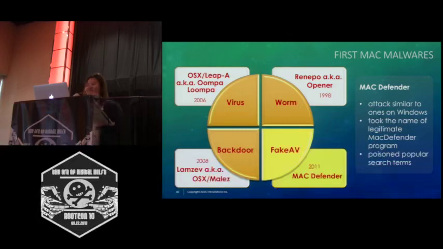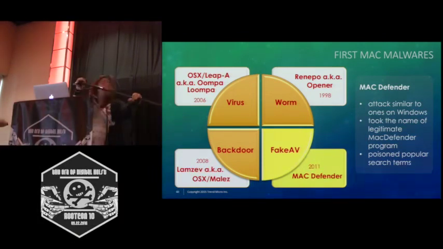Okay, so for the first fake AV, I'm sorry, we also need to discuss the first backdoor. The first backdoor is the Lancet, also known as OSX Malice. It's actually a hacker tool used to install the backdoor. Since it needs physical access to the system, it was dismissed as a serious threat by the industry.